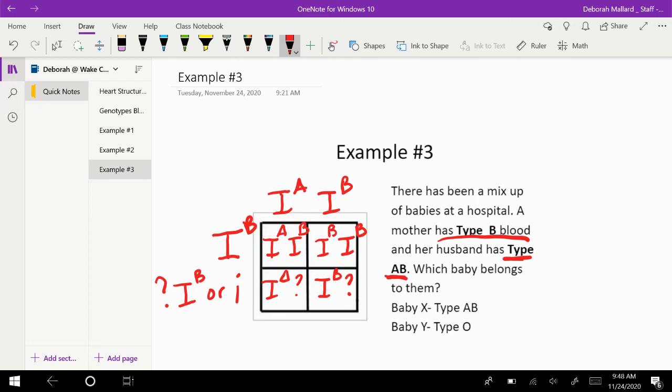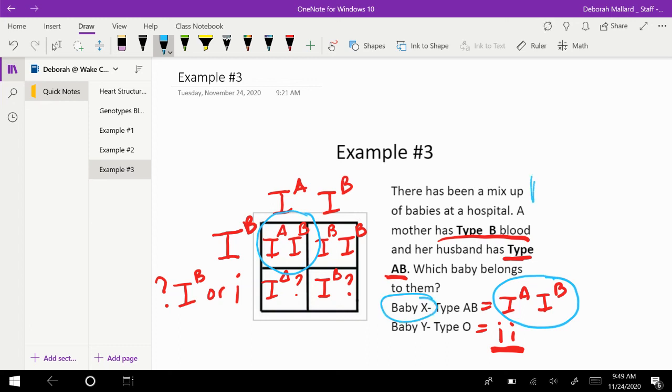We have two babies. Baby X is type AB. So remember, AB means that they're going to be this. And then type O means the baby's going to be two little i's. Okay. Now looking at my Punnett square, I notice it's not possible to have a baby with type O blood because none of my boxes can have two little i's. So then based on my information I see here I've got an I A I B. So what that tells me is that baby X is the baby that belongs to this couple.